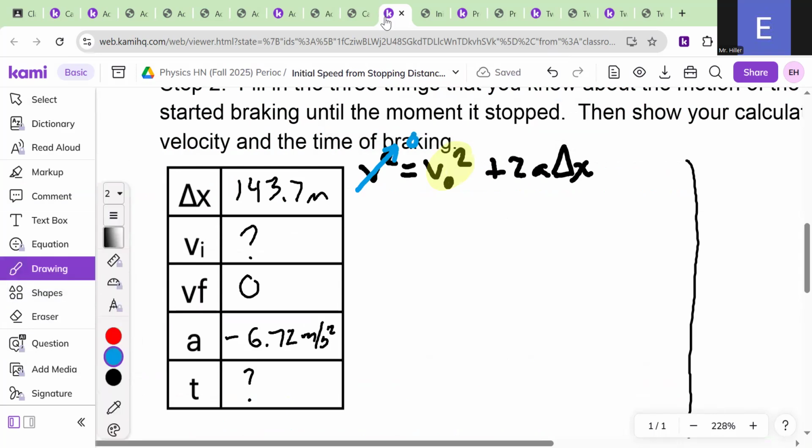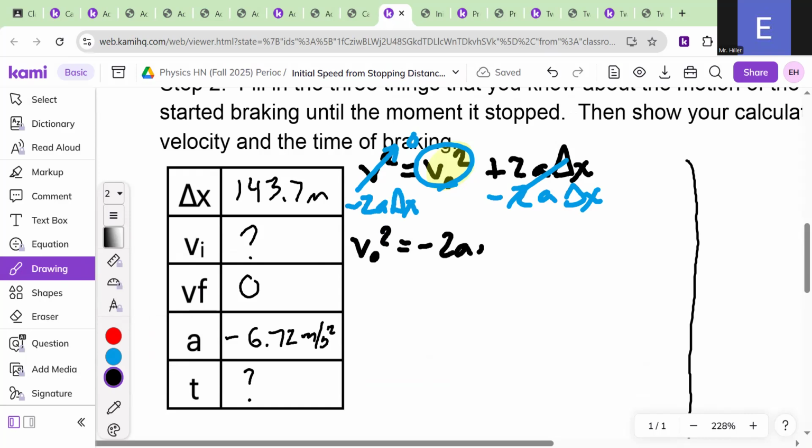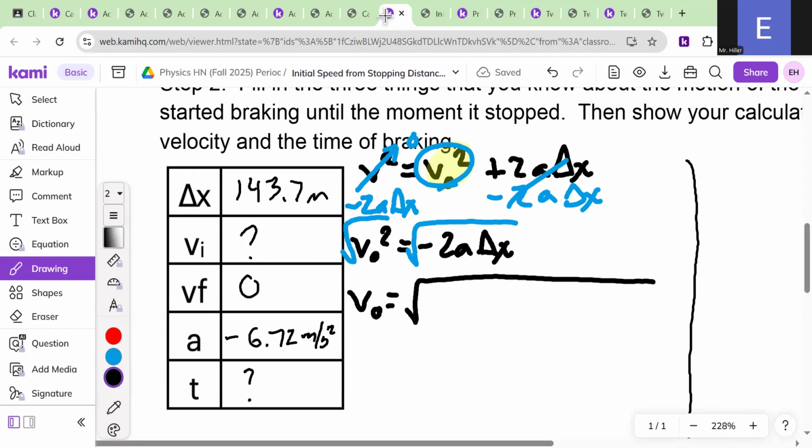And the easiest way to do that, honestly, is just go ahead and subtract this whole value of 2a delta x over to the left. If you do that, V naught squared is all by itself. So V naught squared, I'm rearranging the equation, is equal to negative 2a delta x. Now to solve for V naught, just go ahead and square root both sides, like that. So my initial speed, initial velocity is going to be equal to the square root of the negative of 2 times my negative acceleration, in my case, negative 6.72, times my displacement, 143.7.